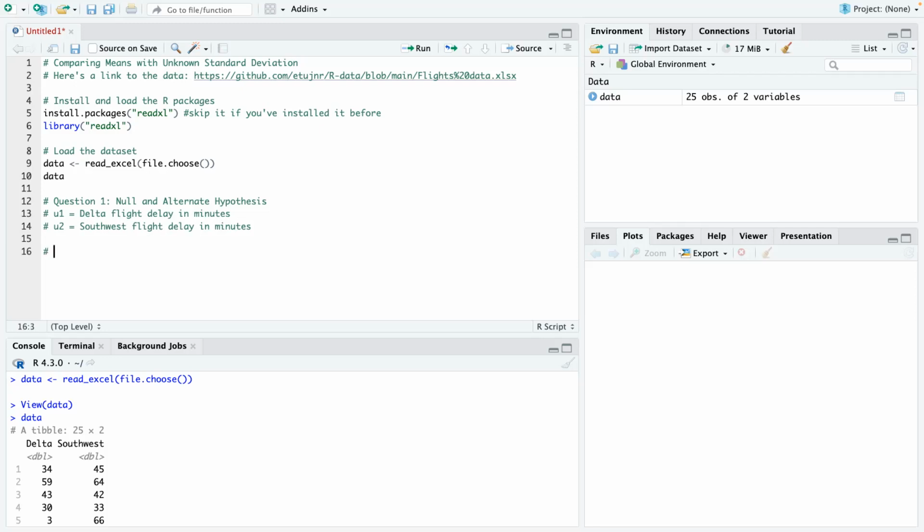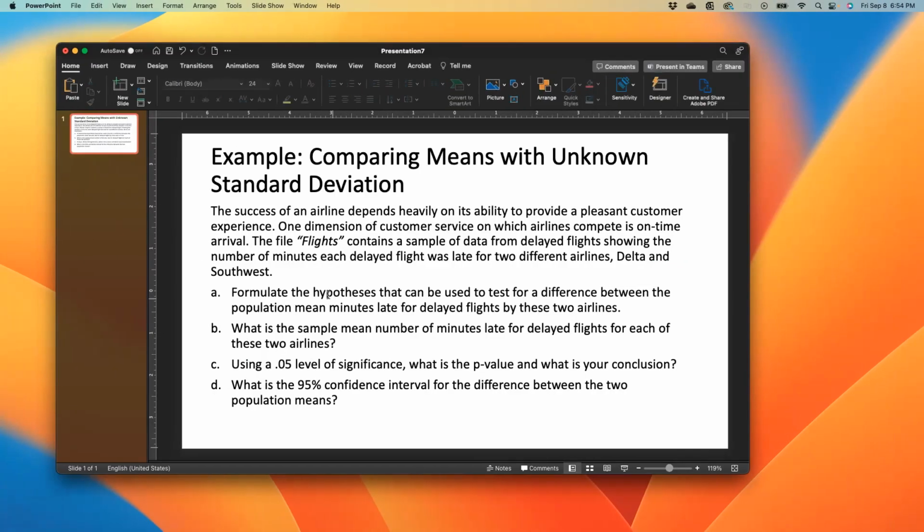And now we can state what H0 and HA will be. So HA is mu1 minus mu2 not equal to 0. Basically, the flight delay for Delta is not equal to the flight delay for Southwest. And H0 is that they are equal. So now we have all of that out of the way. We've answered question 1, or question A, which is to formulate the hypothesis.